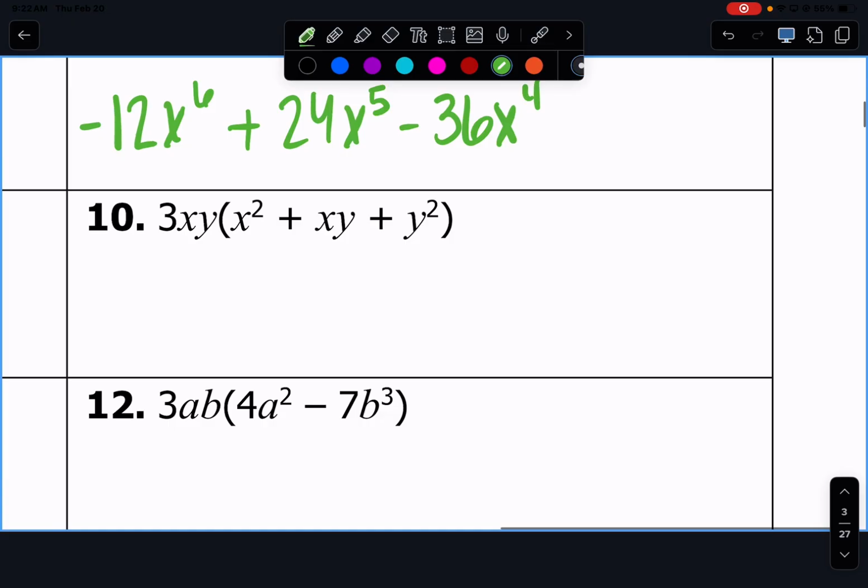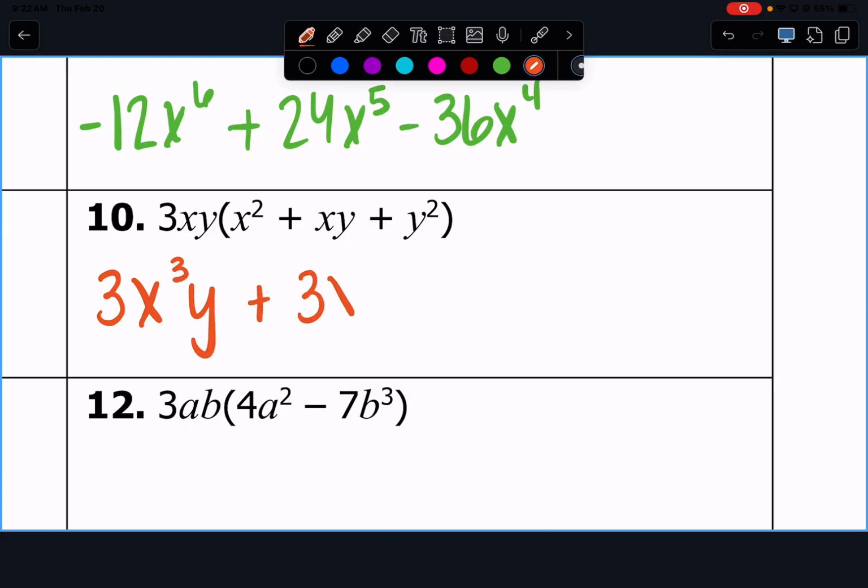Anyways, now for 10, what should we get for 10? 3x to the 3rd y plus 3x to the 2nd y to the 2nd plus 3xy to the 3rd. That was a lot of seconds and thirds. I don't like that. All right. Did anybody not get that? Do I need to go over this one? That one's easy.